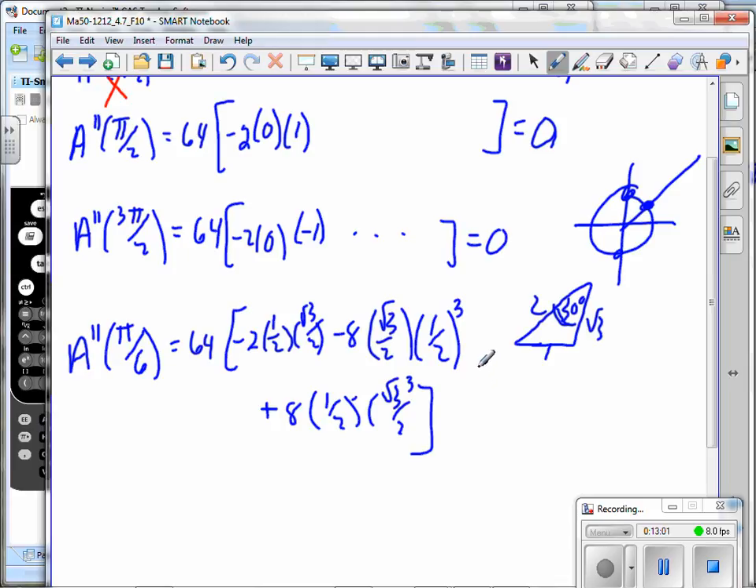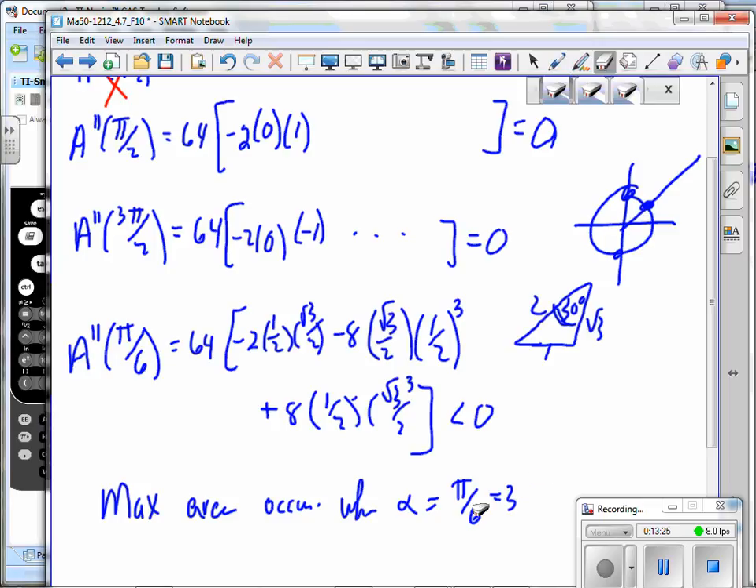Okay. Anyone else want to verify that? Is it negative? Negative. Are we glad that it's negative? Yeah, I'm thrilled. Okay, so maximum area occurs when alpha equals pi divided by 6, which is the same thing, that's radians, same thing as 30 degrees.